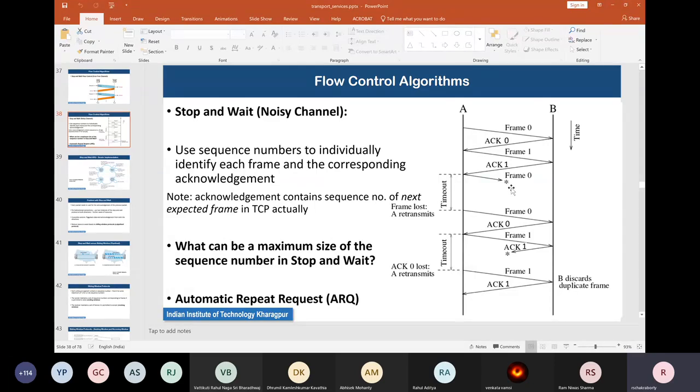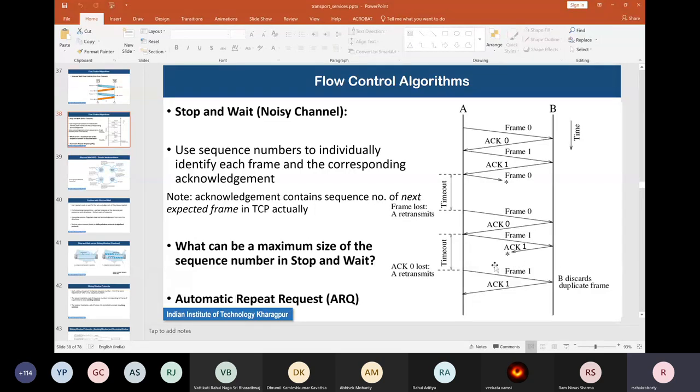Now, when the new frame 0's acknowledgement does not come back within the expected interval of time, frame 0 is set to timeout because its timer expires. And when the timer expires, the sender A again resends frame 0. This time, luckily, it reaches B and then it is acknowledged. In this way, it continues.